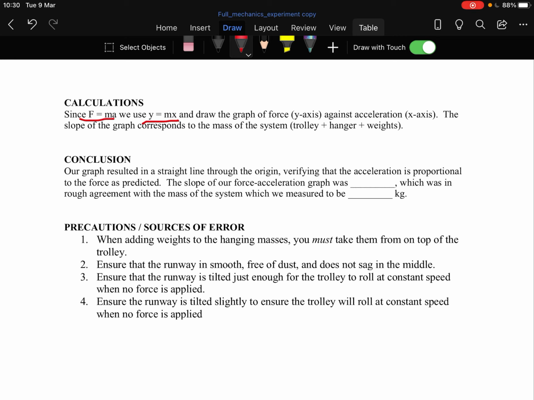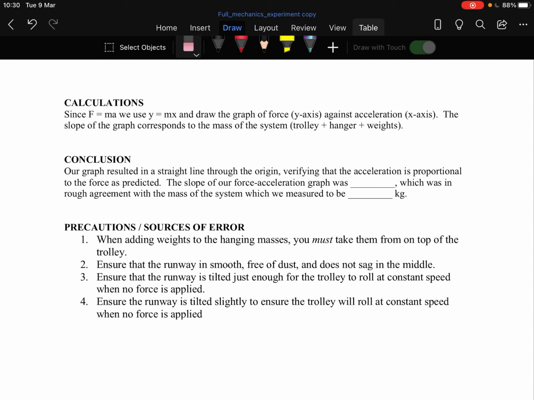y equals mx plus c, but there is no constant here, so it's y equals mx. So therefore, F is on the y-axis, A is on the x-axis, and our slope is the mass. That's how you get it. Does that make sense? So there you go. Our conclusion: our graph results in a straight line through the origin, verifying that acceleration is proportional to the force applied. The slope of our force graph was yada yada. So you have to get that yourself.